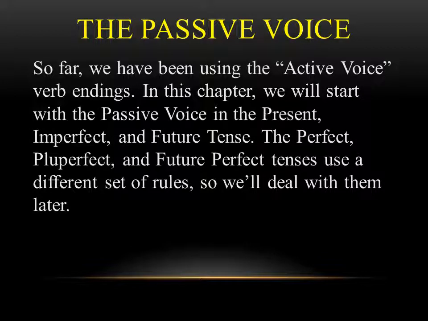So, like I said, so far we've been using active voice verb endings for the most part. You saw a few in the vocab list in this chapter, and I believe in the last chapter too, that were passive voice. But in general, we've been doing all active voice verbs. In this chapter, you're going to learn how we can form the passive voice in the present, imperfect, and future tense. And there's a reason we start with those three. The perfect, pluperfect, and future perfect use a different set of rules. It's a little more tricky, so we're going to save them for another chapter.